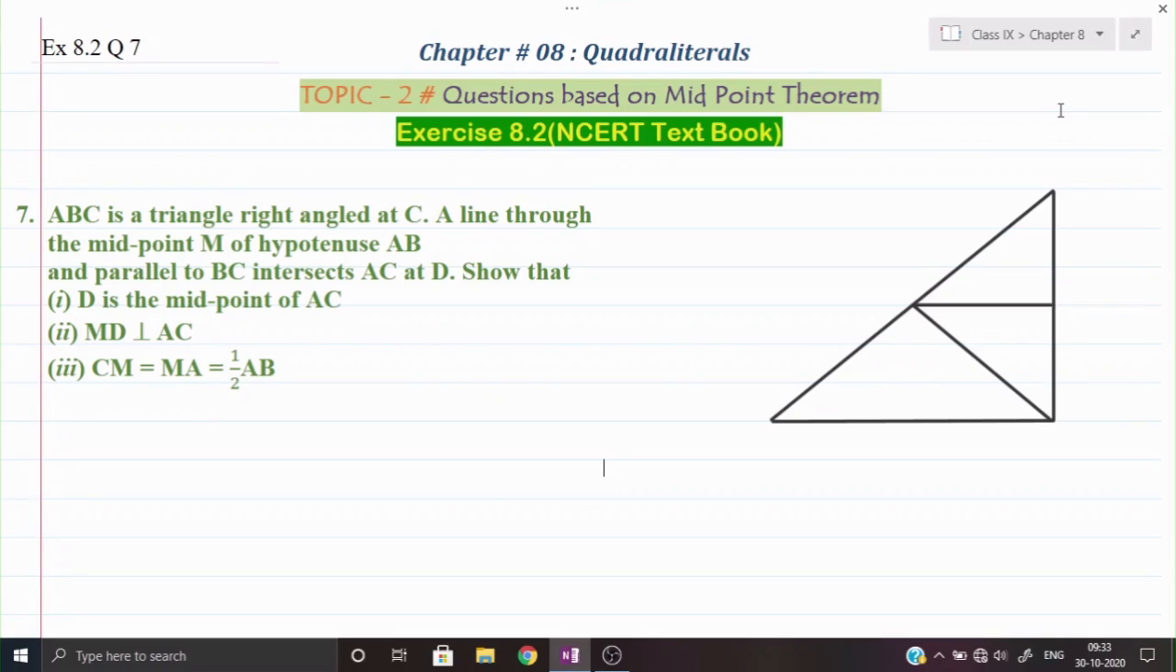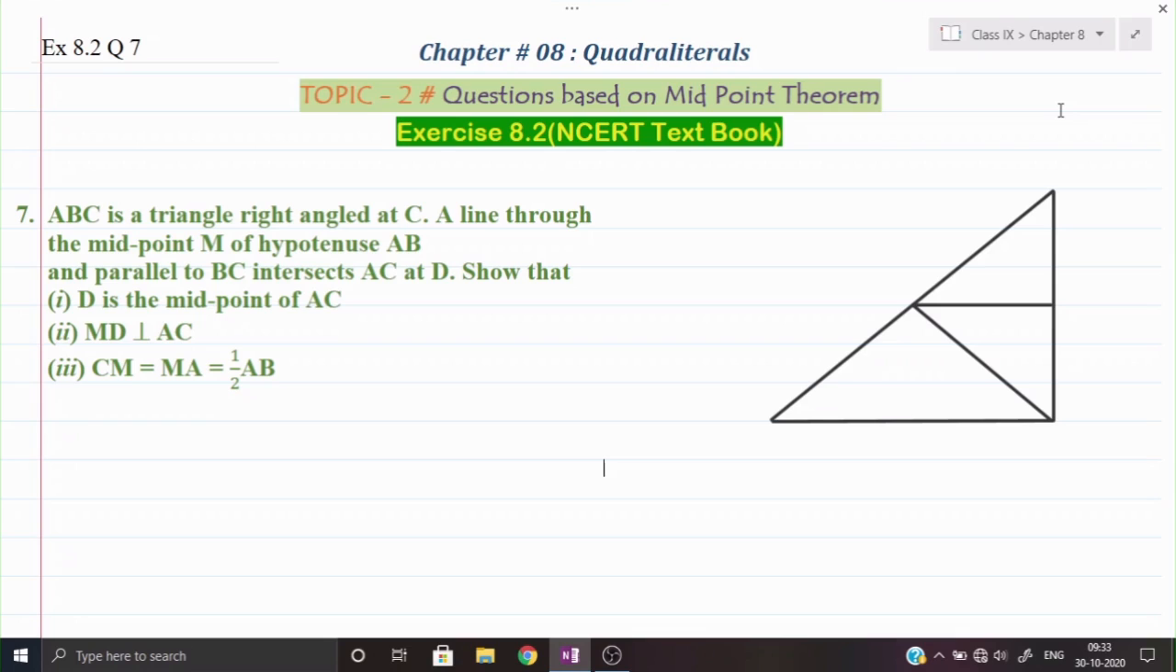Hello students, today we are going to start the last question of exercise 8.2. We have finished all the questions of 8.2, only question number 7 is remaining, and then we shall follow the proof of the theorem. There is only one theorem which we need to prove, and if time remains, then we shall start the solved example as well. So let us see in question number 7 what is given here.